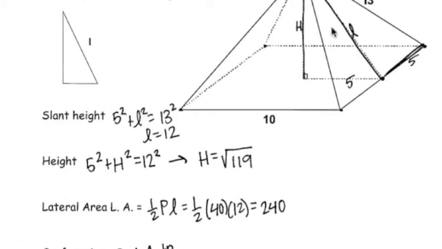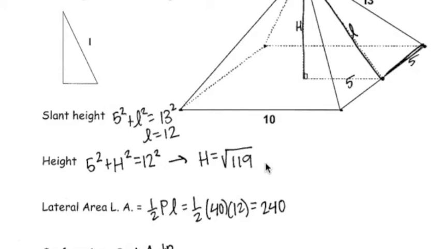Next, I'm looking for the height. So now that I know this is 12 and this is 5, I can use Pythagorean theorem to get the height. So here's my triangle that I'm looking at now. I know that this one's 5 and this one's 12. I can use Pythagorean theorem to get the height. And that tells me the height is square root of 119.